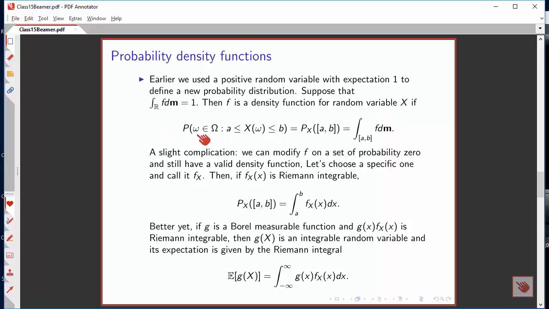The probability of the event consisting of all points in the sample space for which the random variable gives a value in between a and b, which is, by definition, the value of the probability function p sub x for that interval, is also equal to the integral of the function f over ab, with respect to our new measure, bold M.